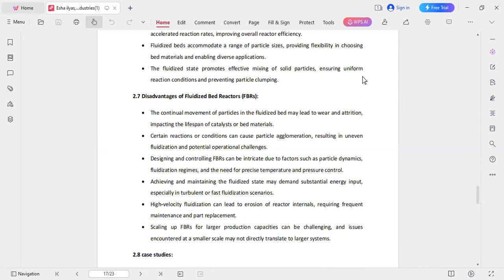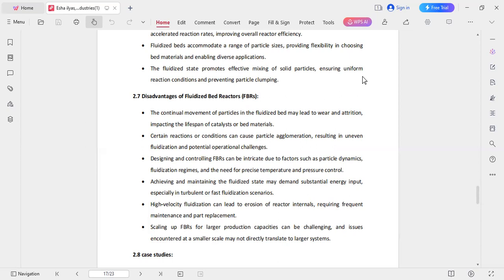Now we will see the disadvantages of fluidized bed reactors. The continual movement of particles in the fluidized bed may lead to wear and attrition, impacting the lifespan of catalysts or bed materials. Certain reactions or conditions can cause particle agglomeration, resulting in uneven fluidization and potential operational challenges.